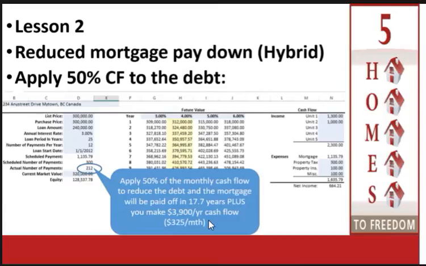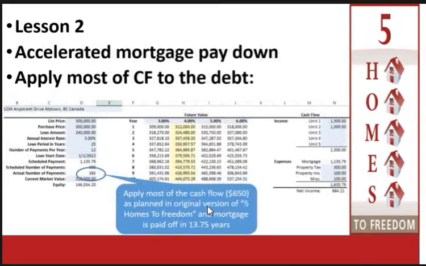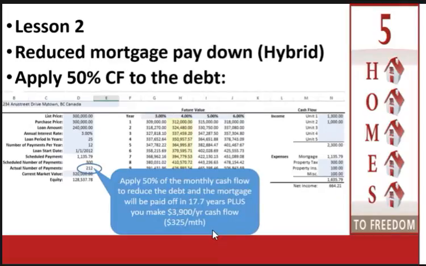That's the concept. What we've done, though, is we've increased the length of the mortgage up to 17.7 years. It's still better than the original mortgage of 25 years, but it's not as good as, just let me go back here, it's not as good as 13.75 years. So there is a cost of doing this. You just need to be aware of what that cost is to you and what the effect is.